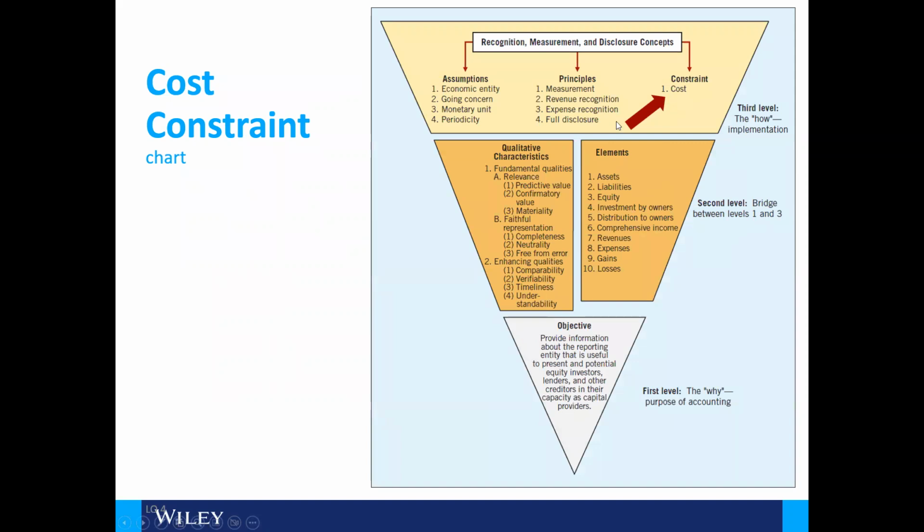And finally, the cost constraint. We always have to do a cost-benefit analysis because the benefits have to outweigh the cost. So with all the reporting that we do, if it's too costly to present the information, then we do the best we can with what we have. We're always bound by the cost constraint.